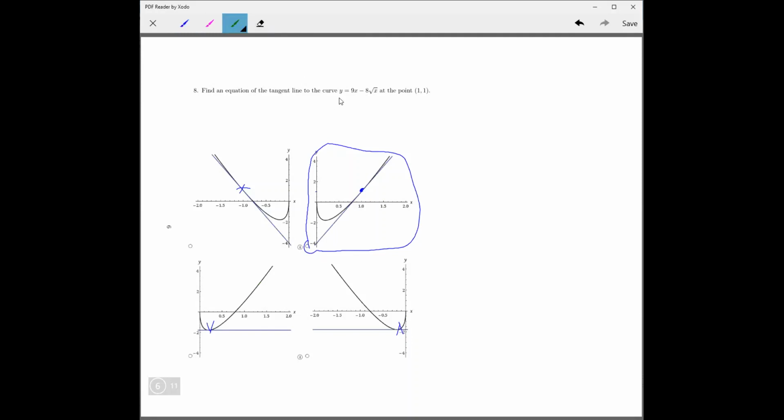So this one, we're going to rewrite it in a form that we can easily differentiate. The square root of x is the same as x to the 1/2. That's the best way to deal with that. Now that means y prime, the derivative of this part is just going to be 9. The derivative of this over here, you have a 1/2 coming down. 8 times a half is 4. So you have minus 4. And then subtract 1 from the exponent. So 1/2 minus 1 is negative a half. So times x to the negative 1/2.